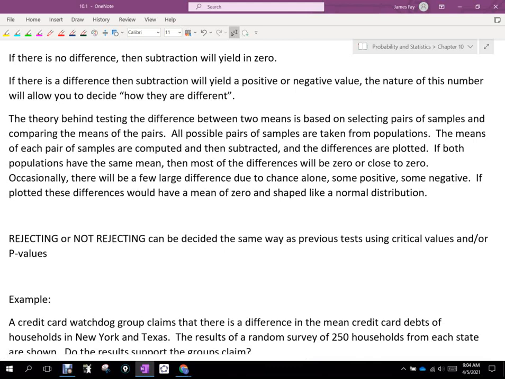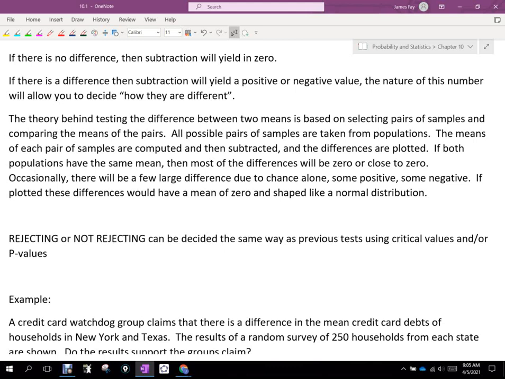Obviously, if the populations are not the same, then most of the differences will not be 0. Occasionally there will be a few large differences due to chance, some positive, some negative. If this is all plotted, these differences will have a mean of 0 and be shaped like a normal distribution. So that's kind of the logic of why we use a z distribution here.